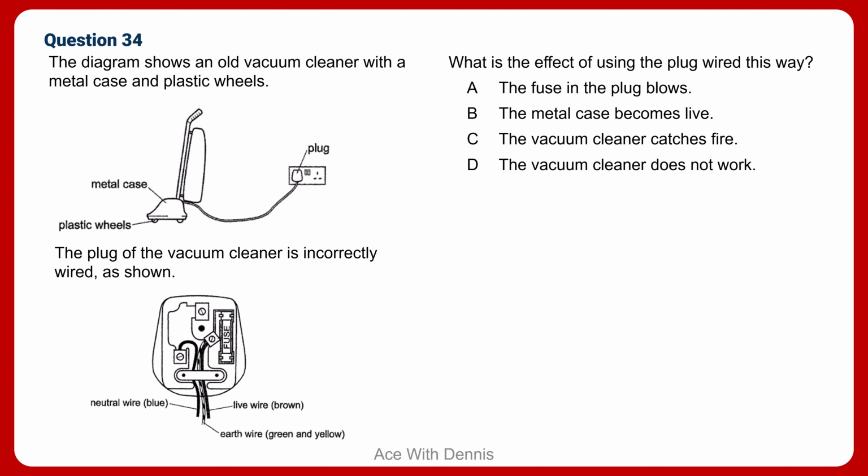The answer is B. The metal case becomes live. The reason for this answer is because, as you can see from this diagram, the earth wire is connected with the live wire, and the earth wire is also connected to the metal case, to prevent excessive current from flowing, and then we have the potential hazard of electric shock. Okay, so since it is connected with the live wire, the metal case also will become live.